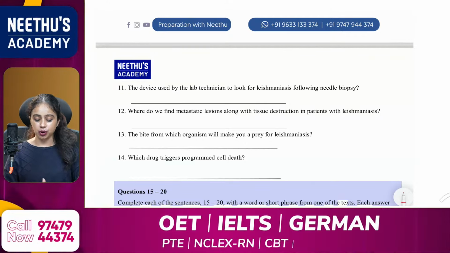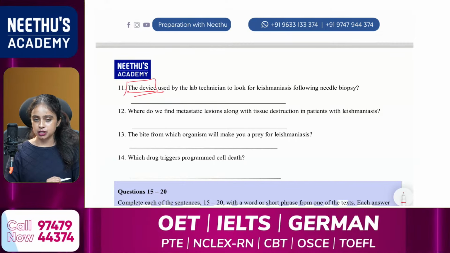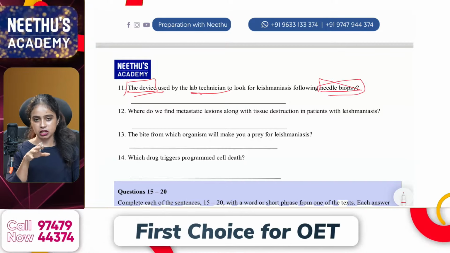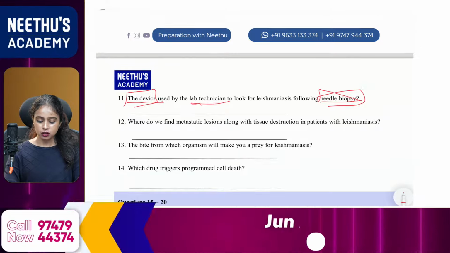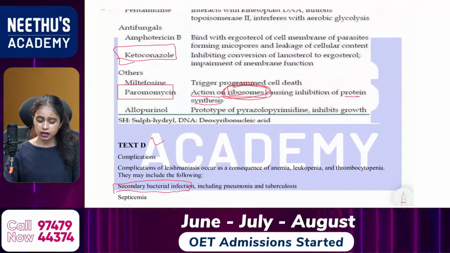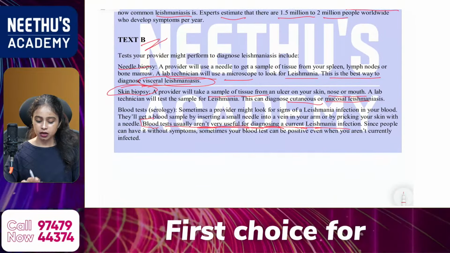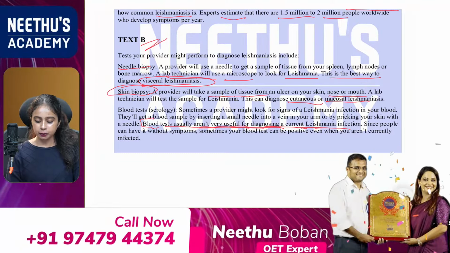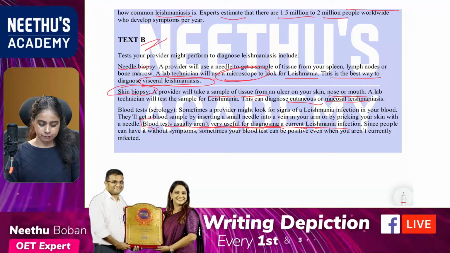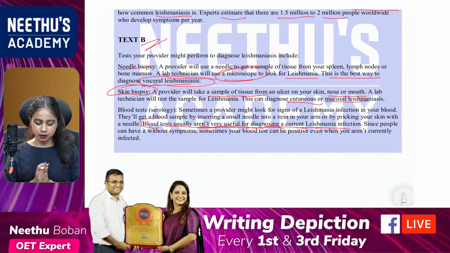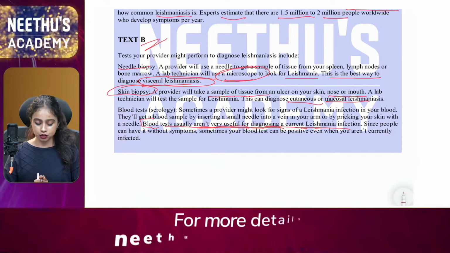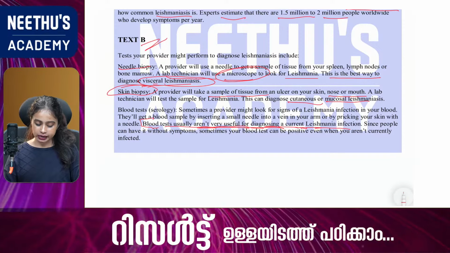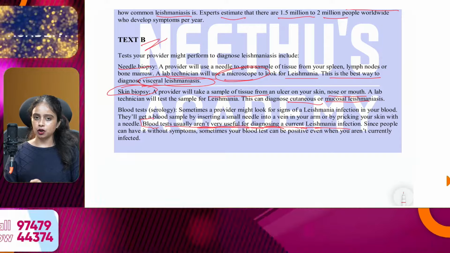Then 11th one. The device. So we need the name of the device used by the lab technician to look for leishmaniasis following needle biopsy. These are my keywords, especially needle biopsy. You can search for the keywords in the paragraph and you will find it in text B, needle biopsy. So which device is used for that? It's not a needle. Needle is not a device. So we can say the device is microscope. Yes, it is from text B, microscope. Whether it is microscope or a microscope? Any idea?